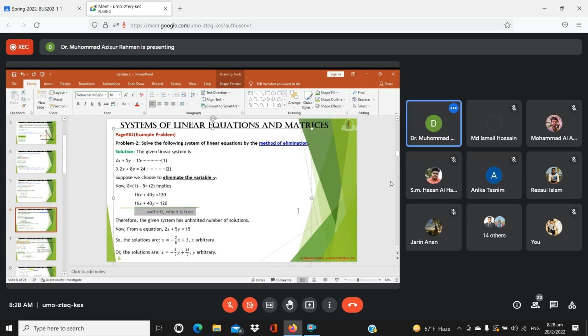Any queries, anyone else? No, sir. Okay, so we have seen how we can get the solutions of multiple equations by the method of elimination. This is the method of elimination. That means you need to eliminate one variable, then you can get the value of the other variable. So this is called the method of elimination.